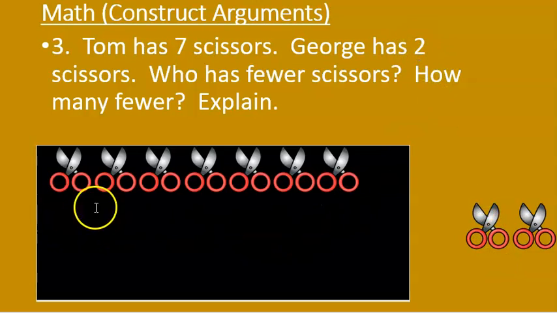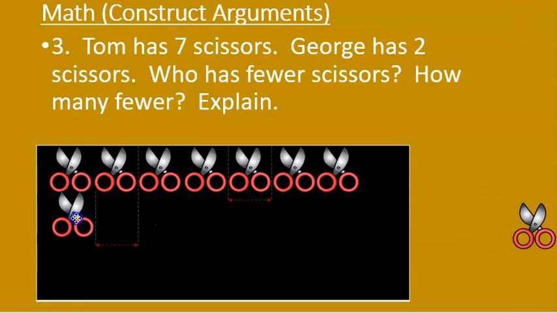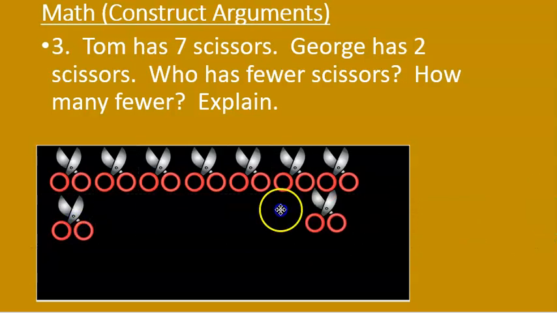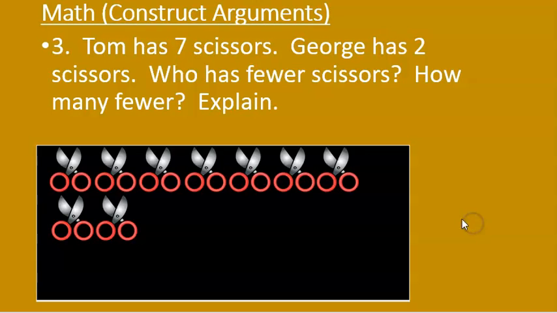2. So first graders, we gotta come now to that second row. We have to put 2 scissors underneath. 1, 2. Okay? Now first graders, this row up here, whose scissors are these? Who? Tom, okay? So this first row is how many Tom has. This second row, whose are these? George. So George only has 2 scissors.